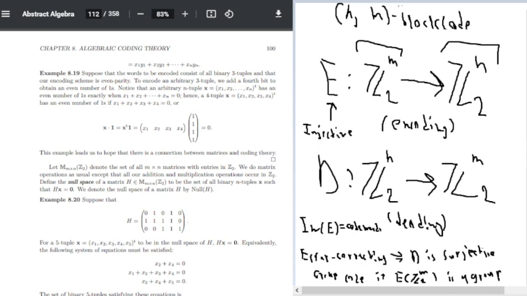This example leads us to hope that there is a connection between matrices and coding theory. Also, I will just note as well that this is all mod 2, because we're looking for an even number of 1s.